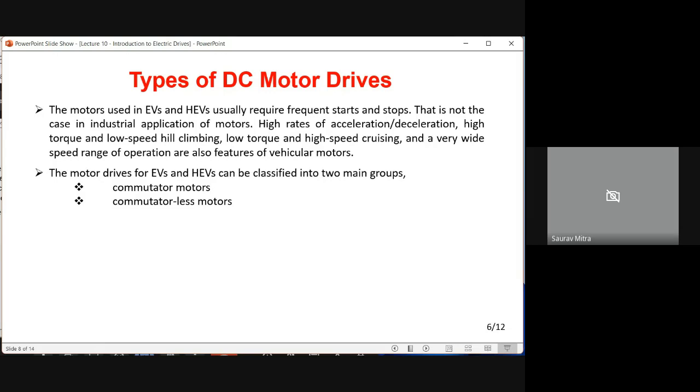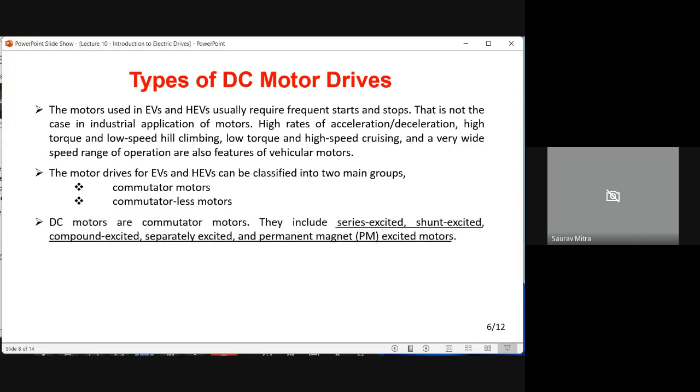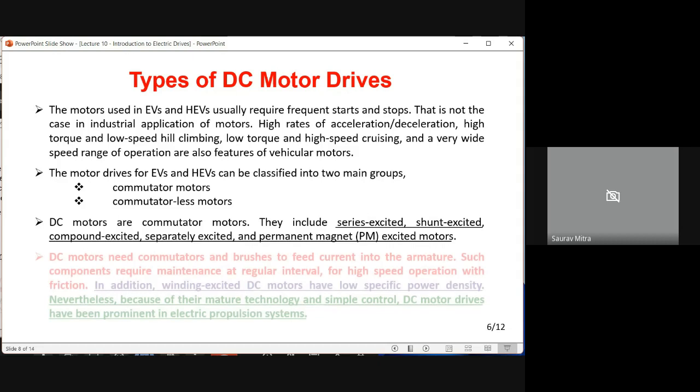So you can find that EV and HEV DC motors can be classified into two groups: commutator motor and commutator-less motor. DC motors that are commutator motors include series excited, shunt excited, compound excited, separately excited, and permanent magnet excited DC motors. But yes, this is actually a primitive thing they are talking about. Brushless DC motor, the commutator-less DC motor, is also there.